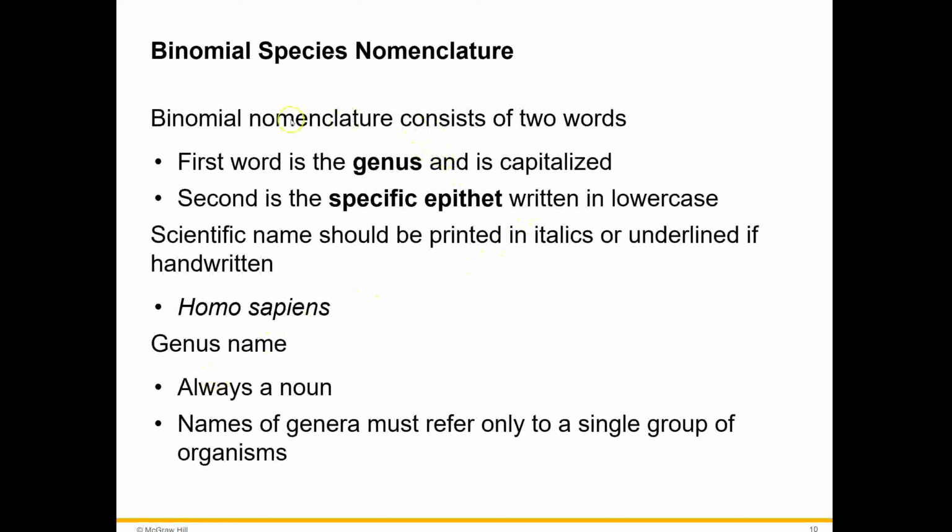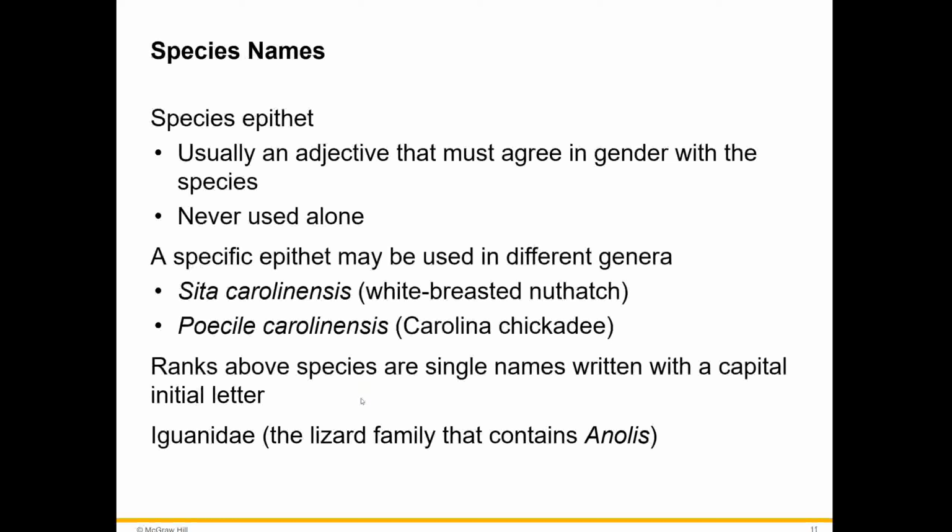Okay, so basically what I'm getting at here is there's this 2-word system. The genus is a noun. We'll talk about the species in a moment, but the genus should only refer to a single group of organisms, and the species only refers to a single organism. So the species epithet is usually an adjective. It is never used alone. In non-scientific discussions, someone might talk about sapiens, but it's not supposed to be used alone, and the reason for that is because it can get confusing.